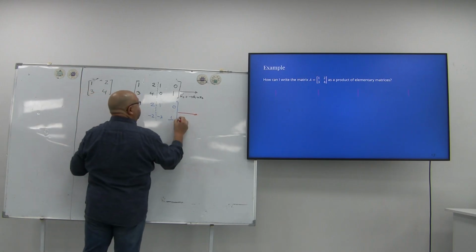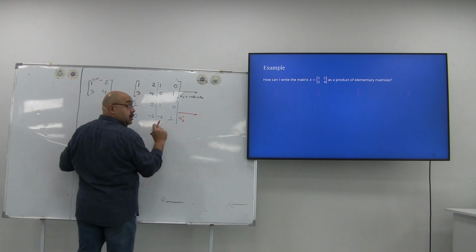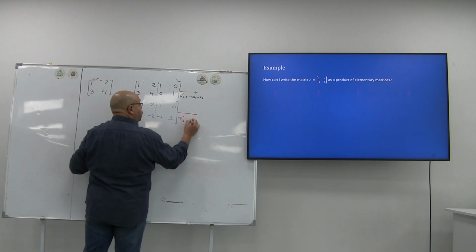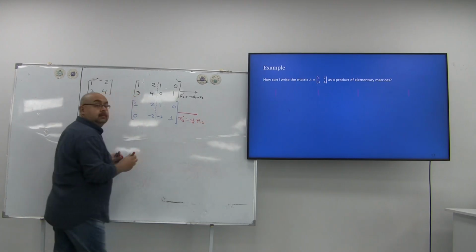Then I will make a change also in R2'. This R2, how is it going to be changed? I will multiply -1/2 times R2.